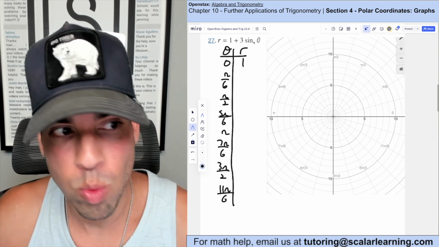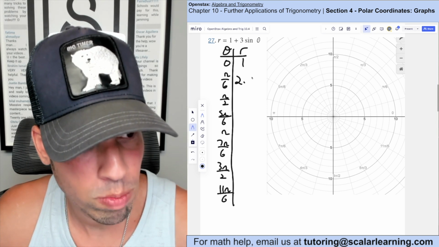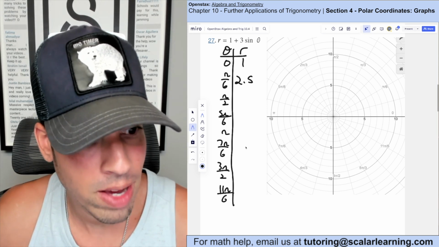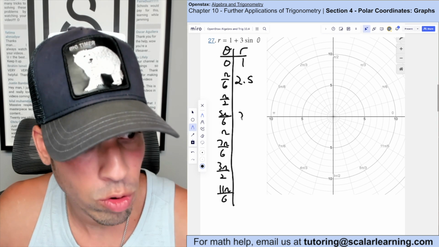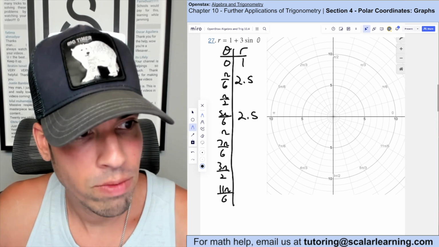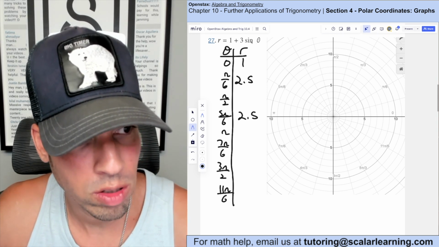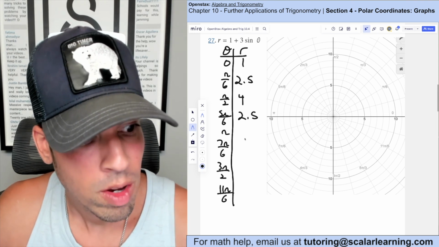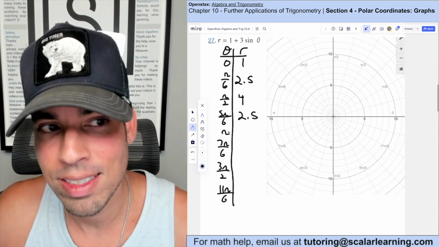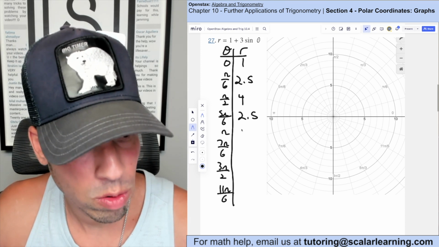3 times 1/2 is 1.5 plus 1 is 2.5. We're also going to get the same value for 5 pi 6 because that also returns 1/2. Then for pi halves, that's 1. 3 times 1 is 3 plus 1 is 4. And then we have sine of pi is 0. So 1 plus 0 is 1.